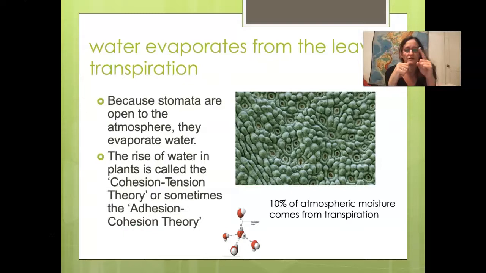So the vascular system of a plant is like a straw. The sucking occurs because at the surface of the stomata, see the image here, there's all those little openings where water's continuously evaporating out. So it's coming out at the stomata, coming in the roots. This process of moving water from the roots throughout the plant and out the stomata is called the cohesion tension theory, also called the adhesion cohesion theory for plants.